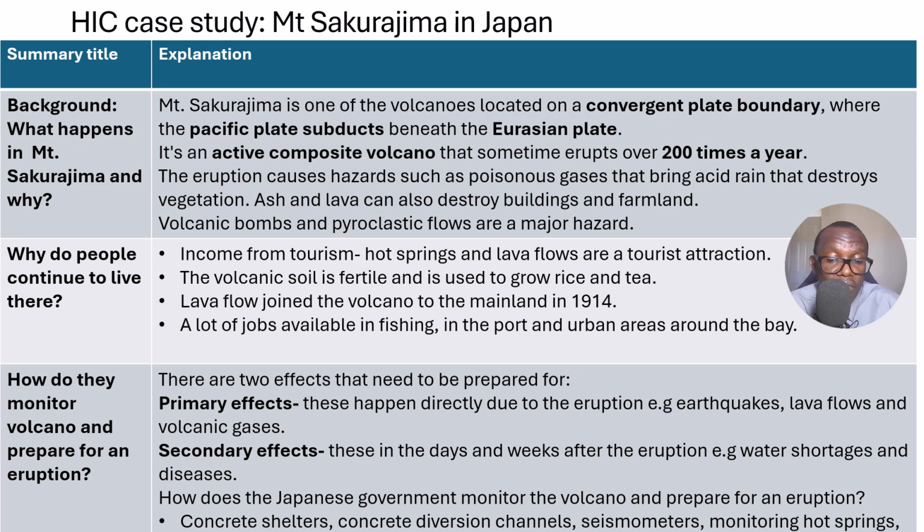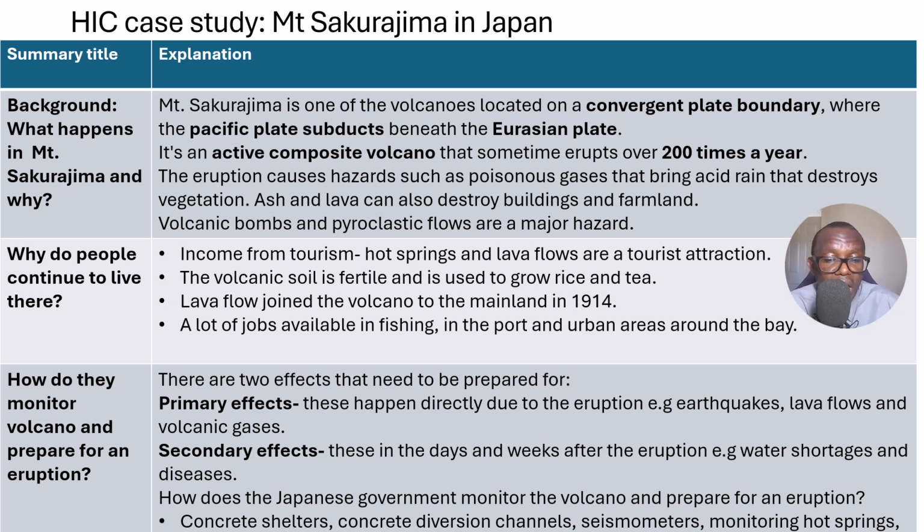Then they also have concrete diversion channels. Now, these are obviously to divert the lava away from the areas that are of value. So, for example, if we are talking about either tourist resorts or people's homes, if you have those concrete diversion channels, then they will direct the lava away from those areas that are of value and which have got humans in them. Then they will also use seismometers.